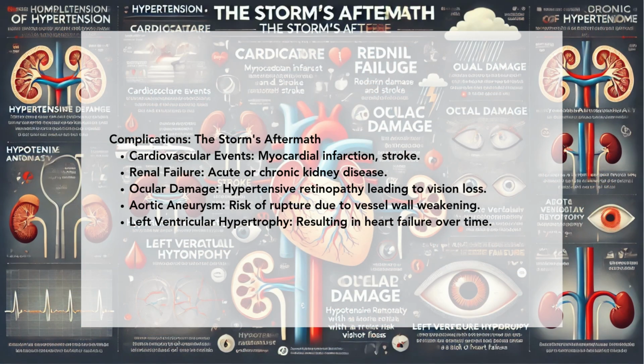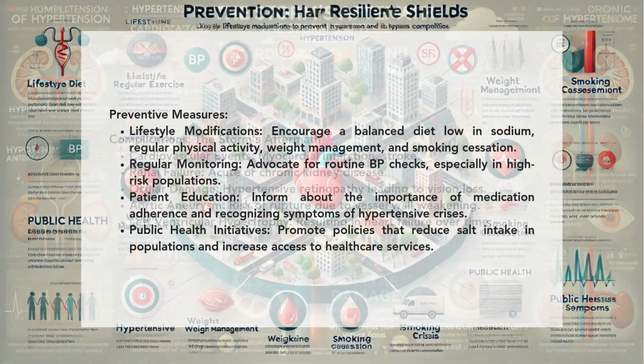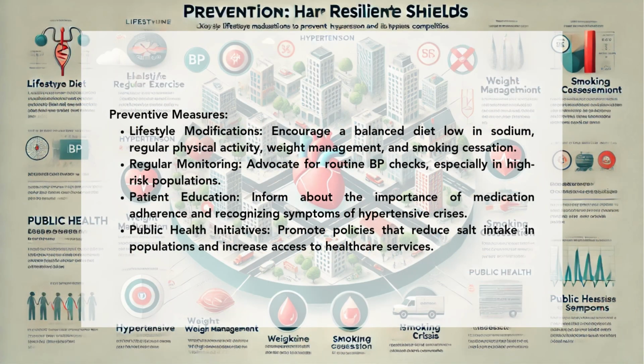Complications, the storm's aftermath. Cardiovascular events: myocardial infarction, stroke. Renal failure: acute or chronic kidney disease. Ocular damage: hypertensive retinopathy leading to vision loss. Aortic aneurysm: risk of rupture due to vessel wall weakening. Left ventricular hypertrophy, resulting in heart failure over time.